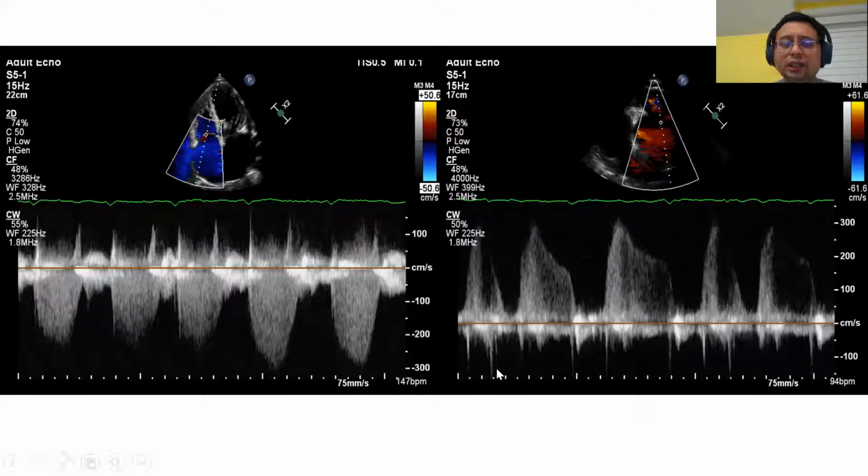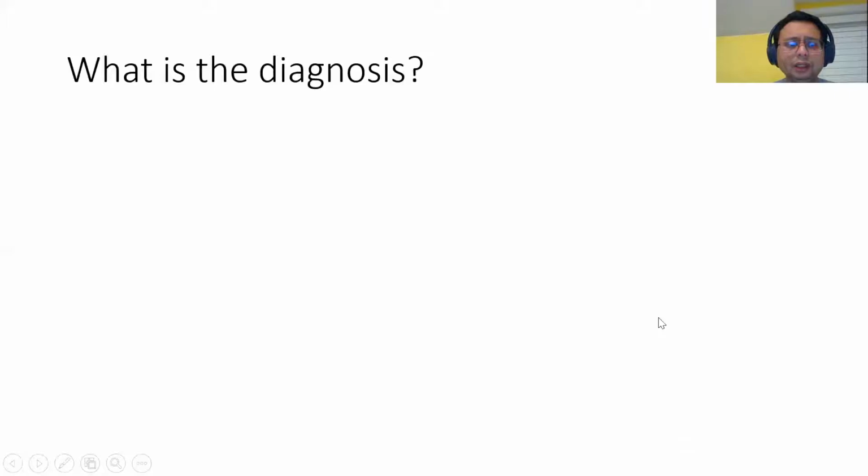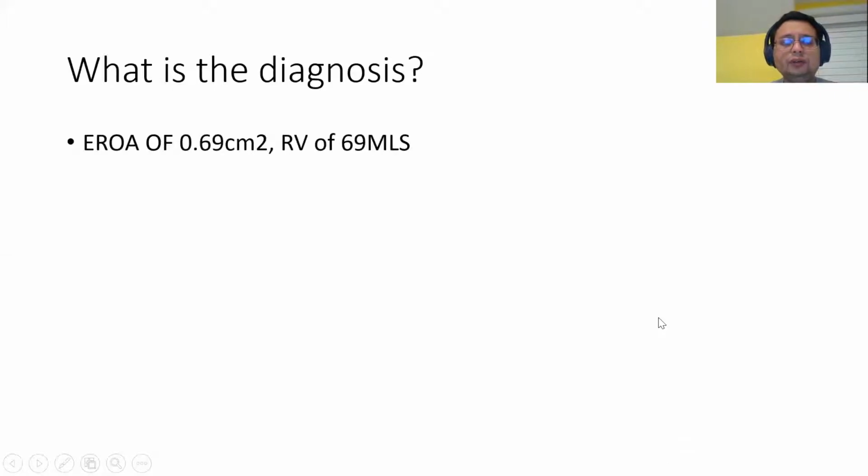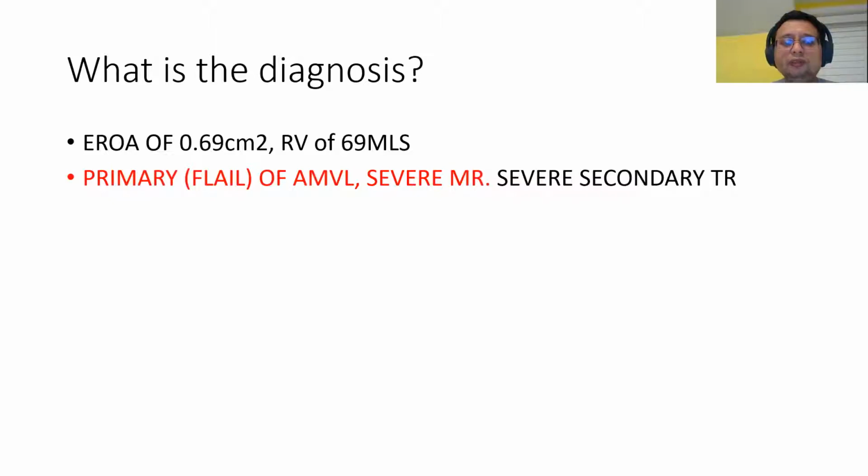The patient has a flail anterior mitral valve leaflet with a jet that is directed posteriorly. The patient also has secondary pulmonary hypertension. You can see that the TR jet is dense and almost triangular. The patient also has secondary pulmonary regurgitation. This patient has an EROA of 0.69 centimeters squared and a regurgitant volume of 69 mils. Both are severe. So this is primary flail anterior mitral valve leaflet, severe MR.